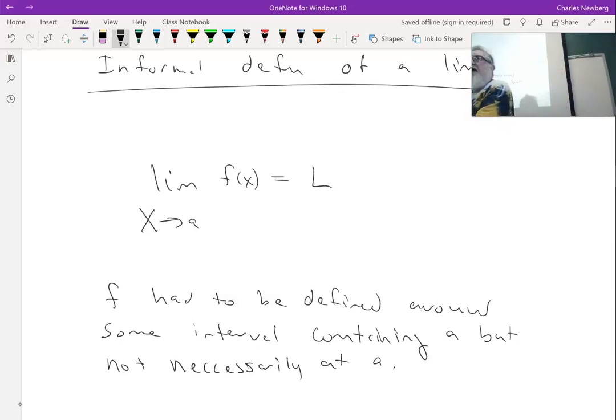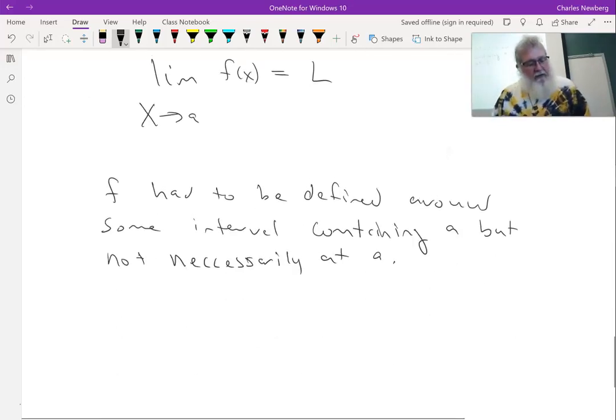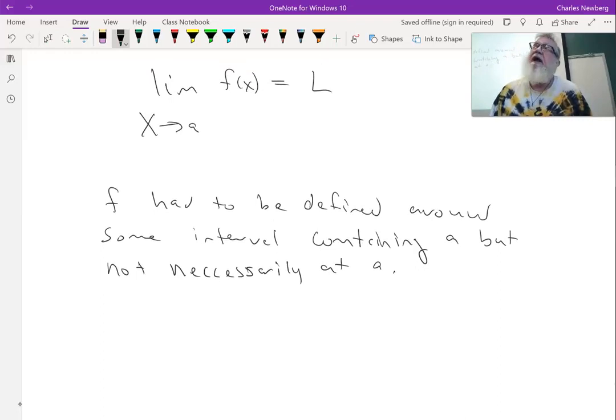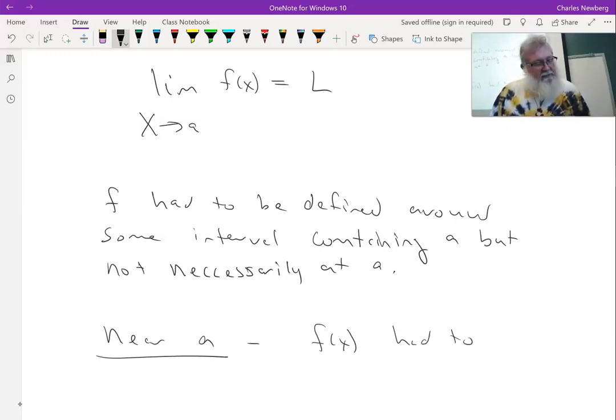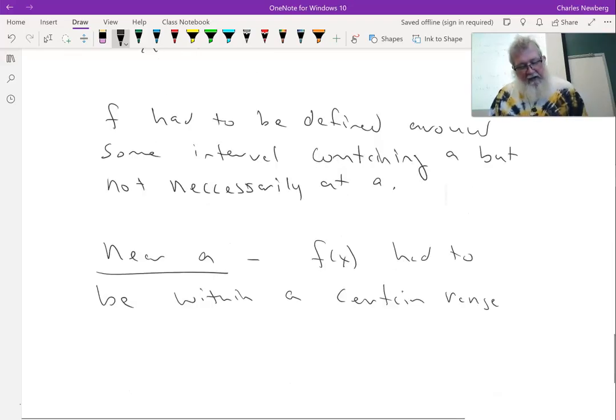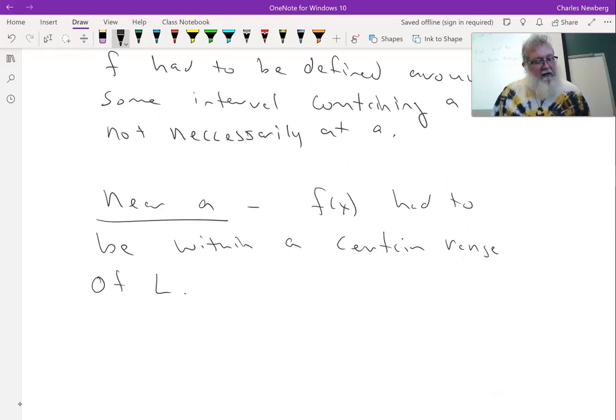What happens at x equals a? That's the interesting thing. All right, then what happened? So what did we have again? Whenever we were near a, f of x had to be within a certain range of L. And I'll draw the pictures here and point out what this really means.